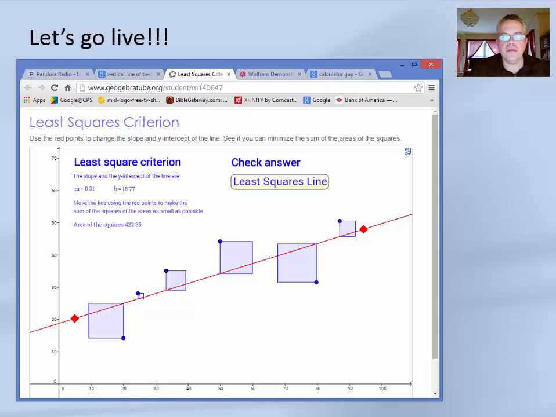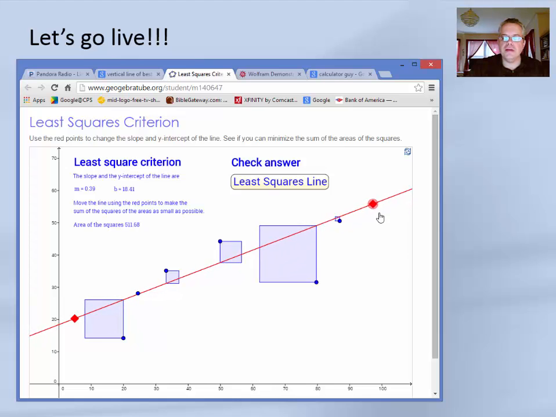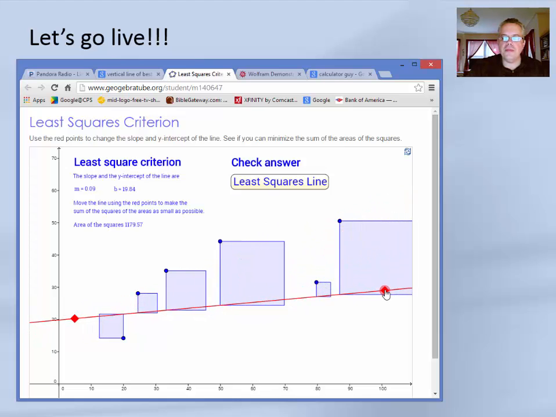All right, so I got a little site here. What this program allows me to do is change the line. So I can move the line around to try to make these as small as possible. So if you look way down here, this line is horrible. It misses almost all the data. It has one data point below it and the rest above it. You can see that the errors are huge. And the area of the squares, it tells me, is 1,235 right there.